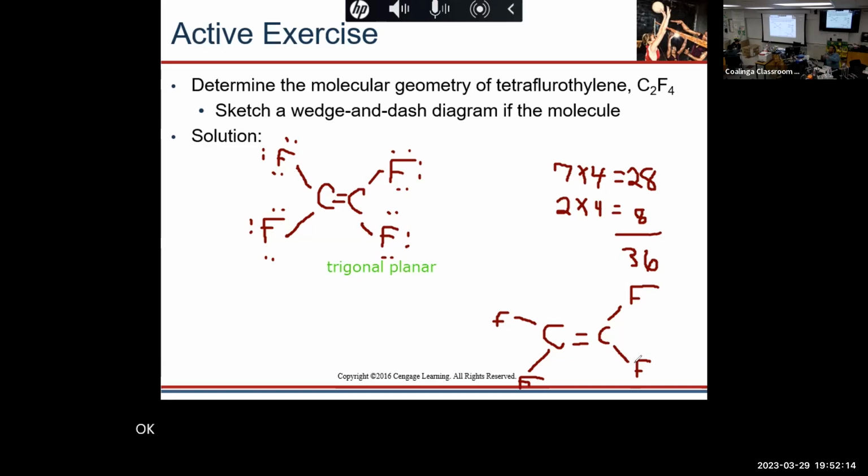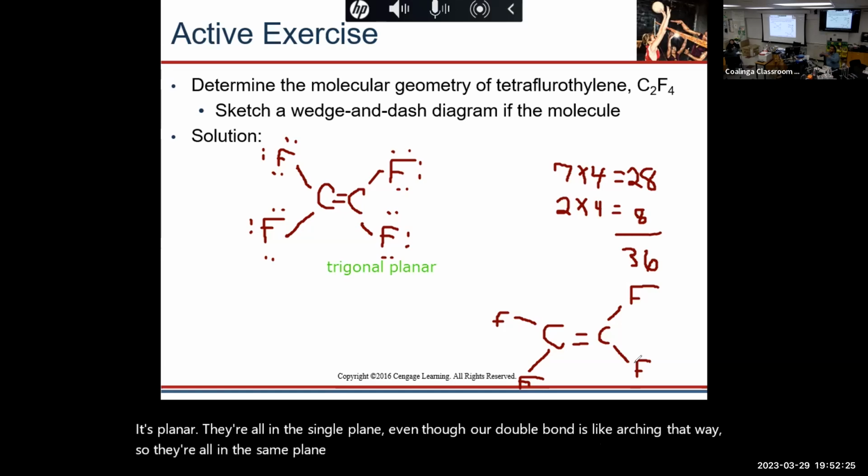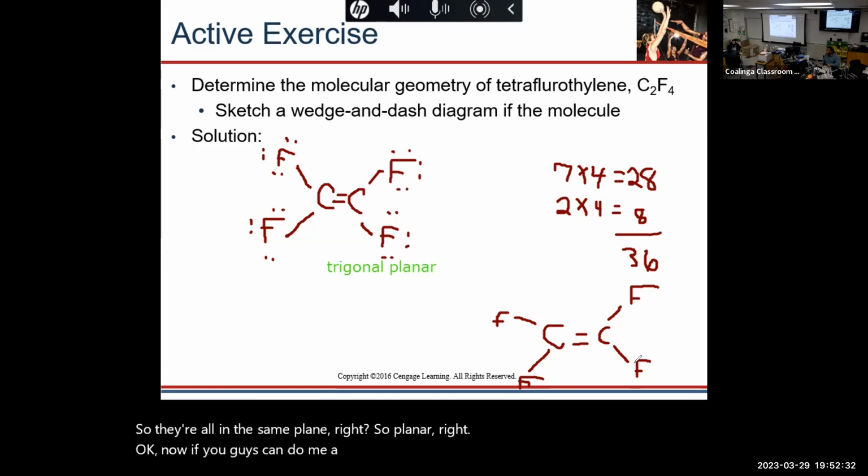Okay, so if you look at the structure, it's planar. They're all in a single plane, even though our double bond is arcing that way. So, planar. Okay, now if you guys can do me a favor, do methane. The chemical formula for methane is CH4. You can leave it together so you can compare this.